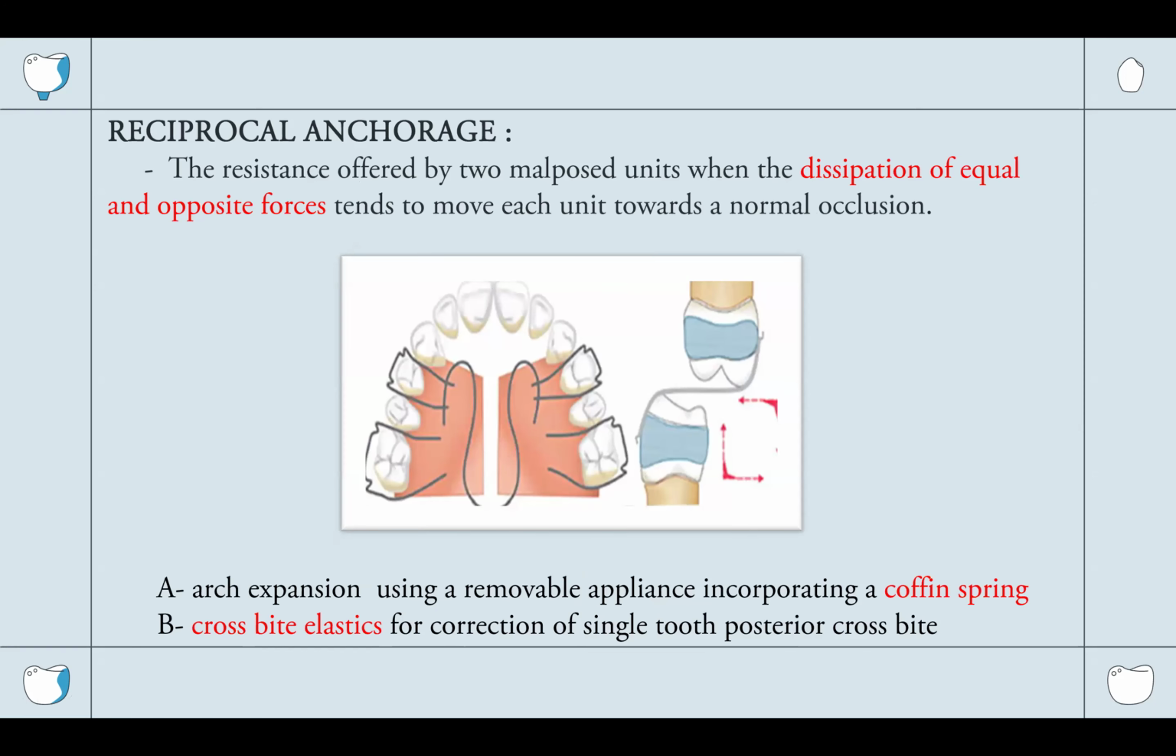Reciprocal anchorage, the resistance offered by two malposed units when the dissipation of equal and opposite forces tends to move each unit towards a normal occlusion. Example, arch expansion using a coffin spring crossed by elastics for the correction of single tooth posterior crossbite.